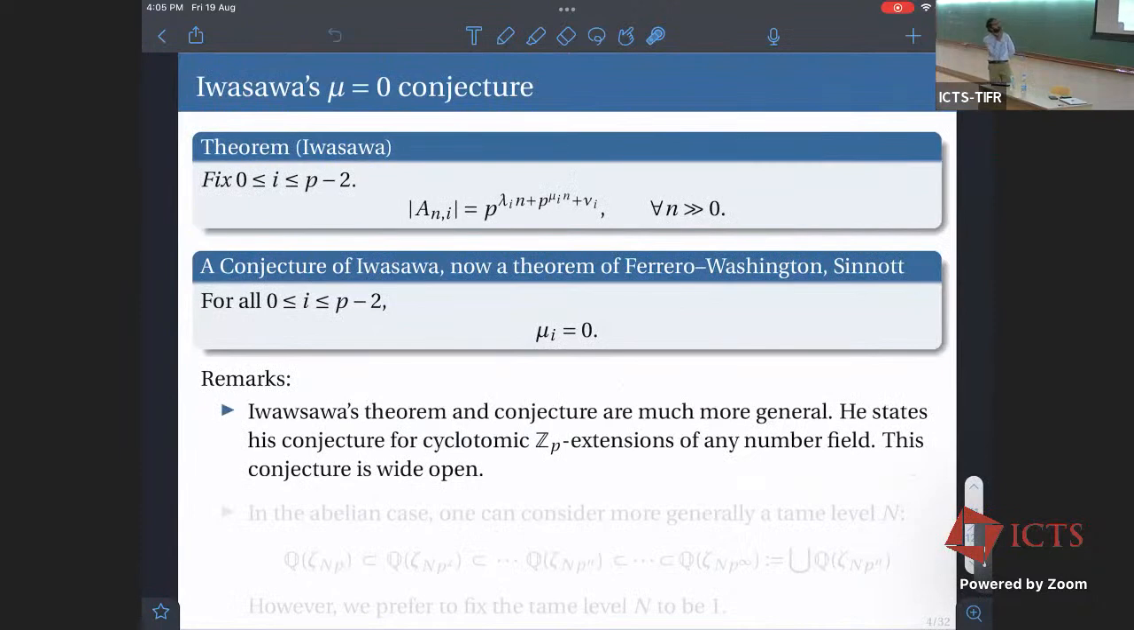And so maybe I should say that Iwasawa's theorem and this μ = 0 conjecture are both stated in a setting where the theorem is true in much more generality. It's true for any Z_p extension of a number field. And this conjecture μ = 0 is also conjectured in much greater generality, for any cyclotomic Z_p extension of any number field. And this conjecture, as I've stated, for any number field, is open.